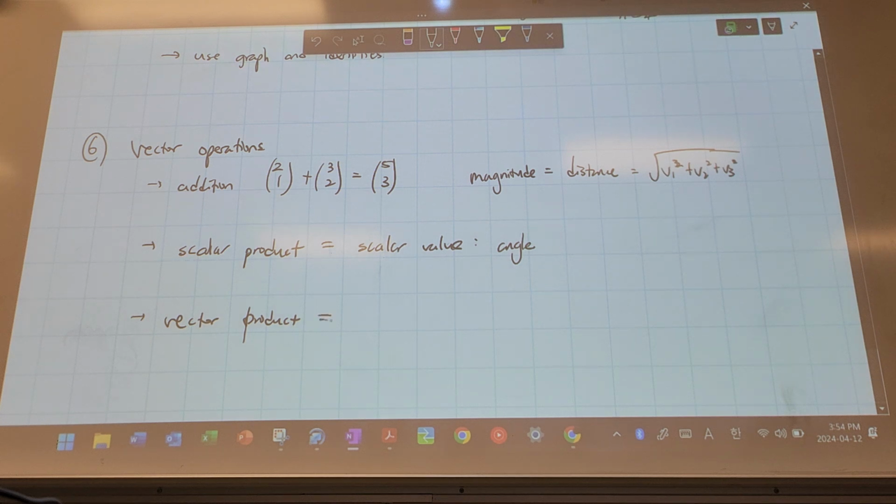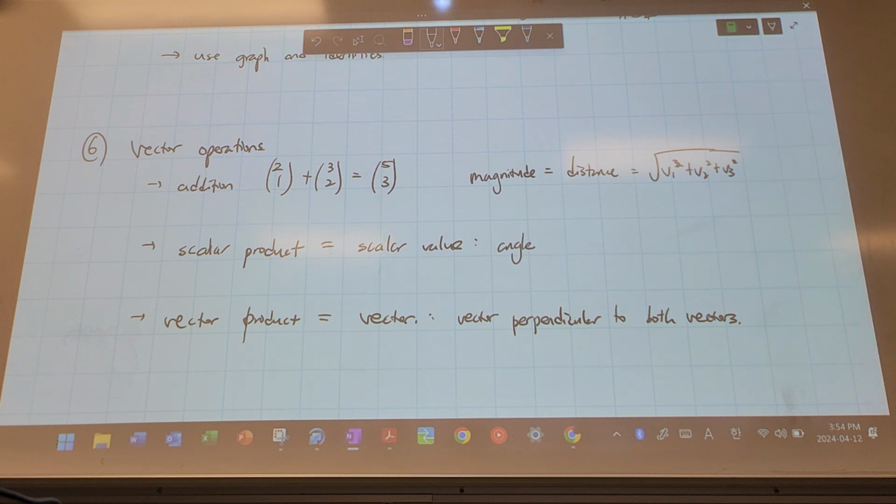The vector product gives you a vector, right? So the vector has the meaning of being perpendicular to both vectors. Okay, so it's useful when you're finding the normal vector of a plane. When you have two direction vectors, you can easily find the normal vector by doing the vector product.